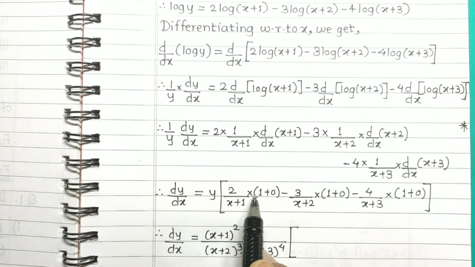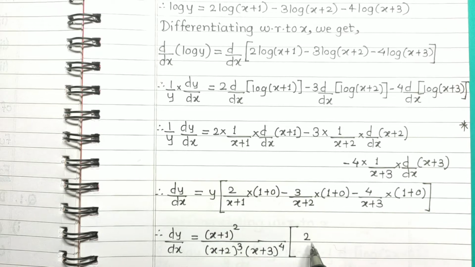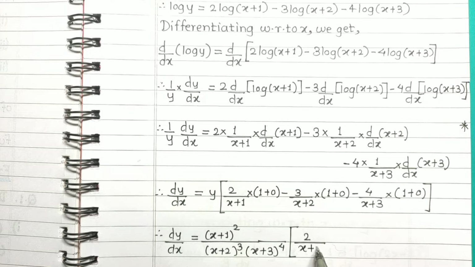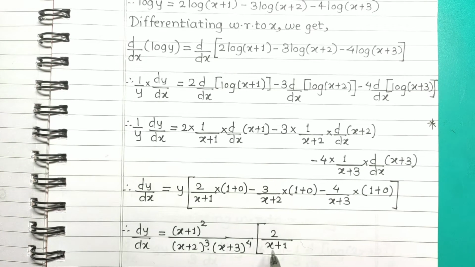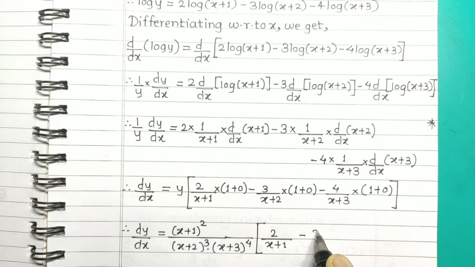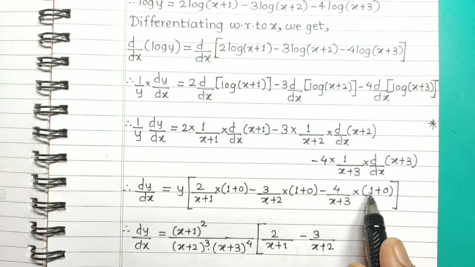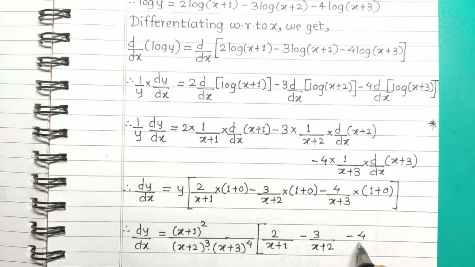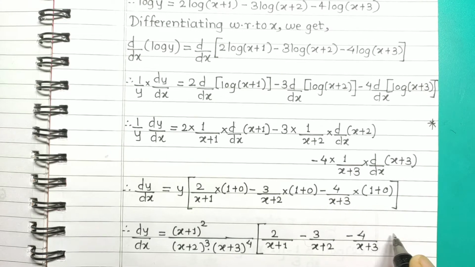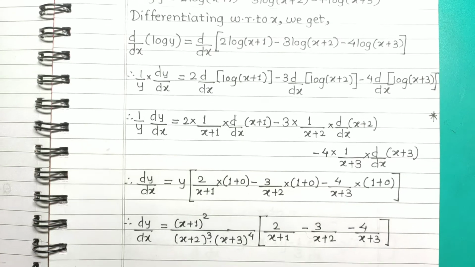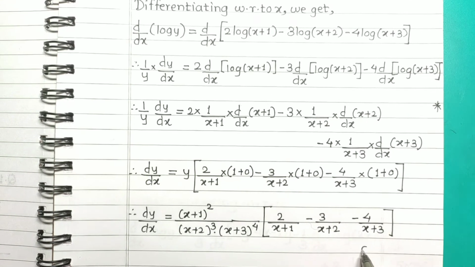So see, here we have 2 into 1, 2. So this calculation is 2 upon x plus 1. Okay, and see here 3 into 1, it is 3. So we have minus 3 upon x plus 2. And here 4 into 1, minus 4 upon x plus 3. So this is how we get the required derivative.